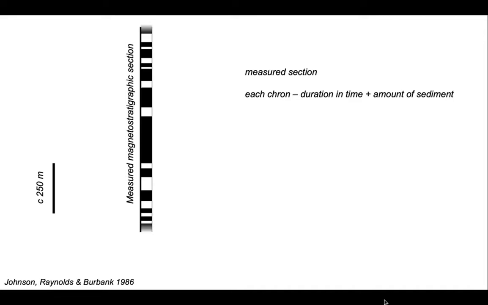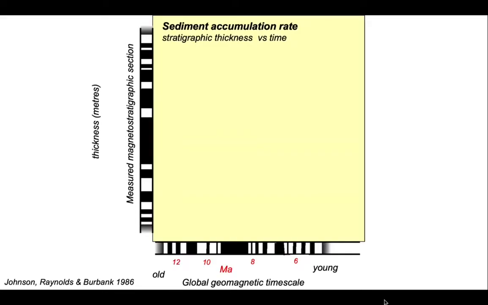But because this is in stratigraphic thickness, it also records the amount of sediment that was deposited in that time. So what we need to do is hang this against the geomagnetic timescale. Here we go, with old on the left and young on the right. So over time, the sediment will accumulate, generating a positive slope on the graph. And all we have to do is correlate the barcode in the thickness against the barcode on the global geomagnetic timescale. So let's do that for part of the section.